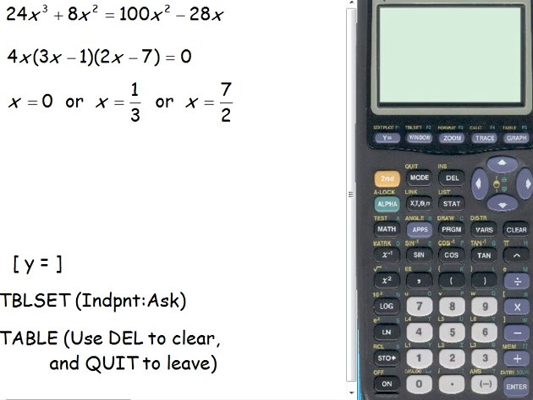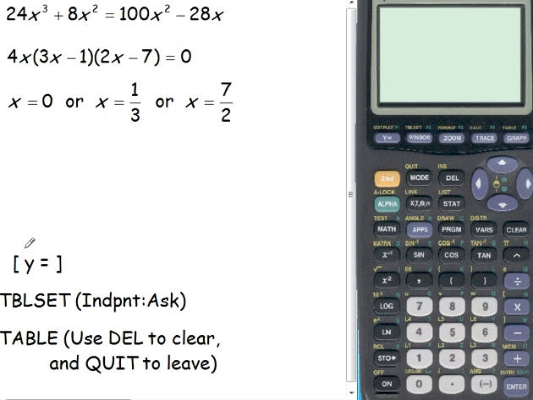Okay, we're going to look at how to check a polynomial equation that requires factoring for solving. And here's an equation that had a polynomial on each side of it, and when you were solving it, you got it in factored form equal to 0, and then solving for the separate factors, you came up with three solutions: x equals 0, x equals 1/3, or x equals 7/2. And this problem is from your e-text.